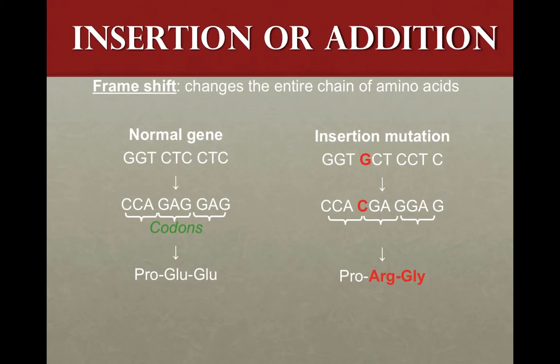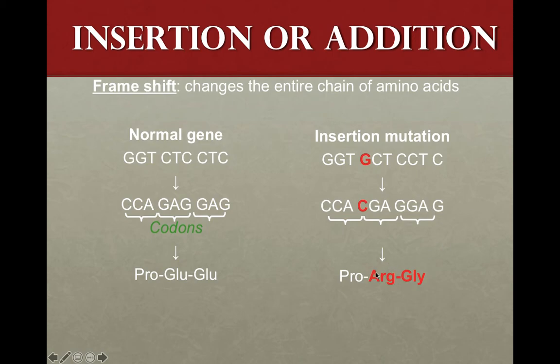Insertion and deletion, or insertion and addition. This is a frame shift that's going to affect the entire line, and this is where we insert an amino acid that should not have been there at all. So over here on the left side, we see our normal gene set up, but over here on the right side, things have changed. They've inserted a guanine, and that caused this chain to instead read CCAG. Now it reads CCACGA, but you notice that it keeps moving every letter on down the chain.